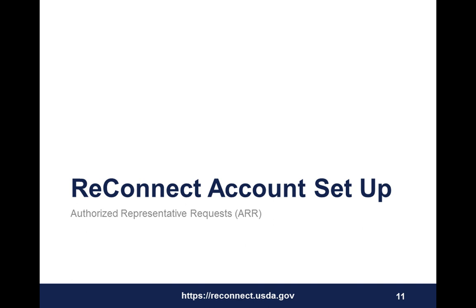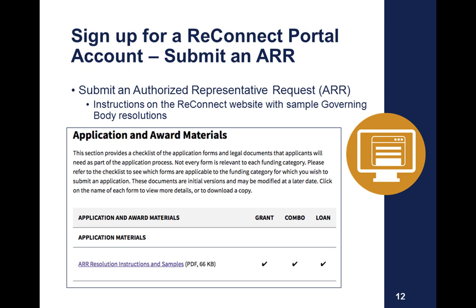Now that the credentials have been obtained, applicants will need to create their ReConnect accounts before preparing applications. The second step to creating an application is to submit an Authorized Representative Request, or ARR. This request ensures that the right people from the applicant's team have the administrator and representative signer certifier roles.